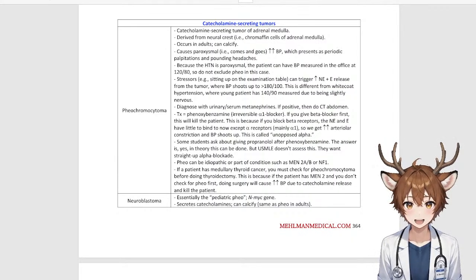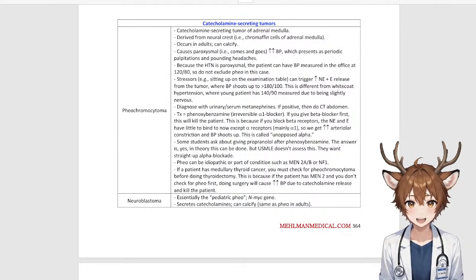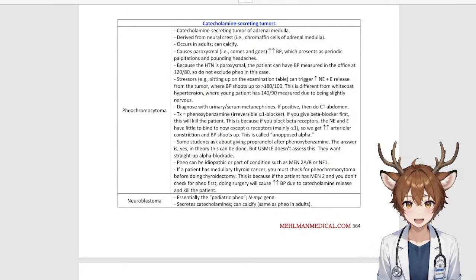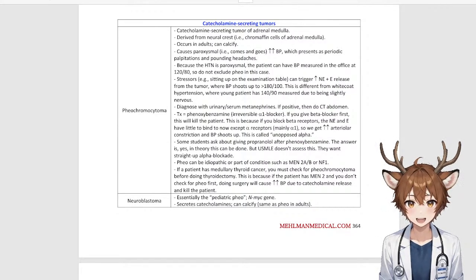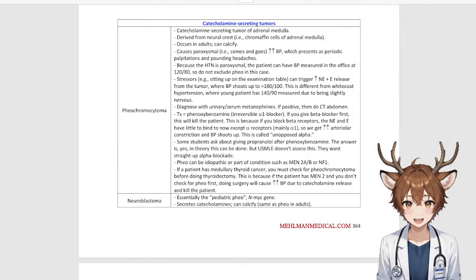Some students ask about giving propranolol after phenoxybenzamine. The answer is yes. In theory, this can be done, but USMLE doesn't assess this. They want straight up alpha blockade.